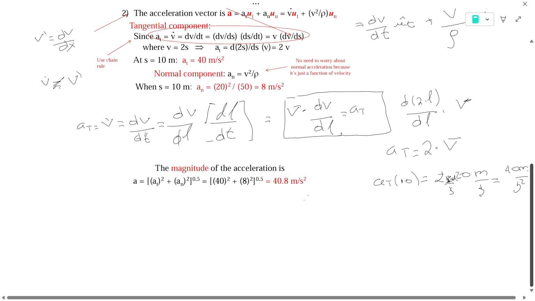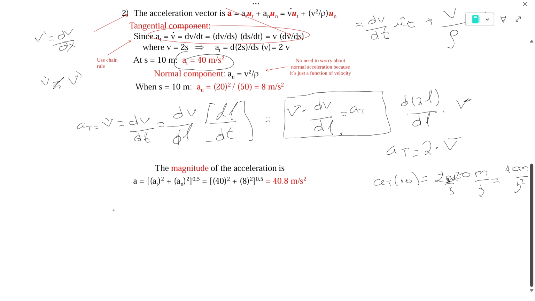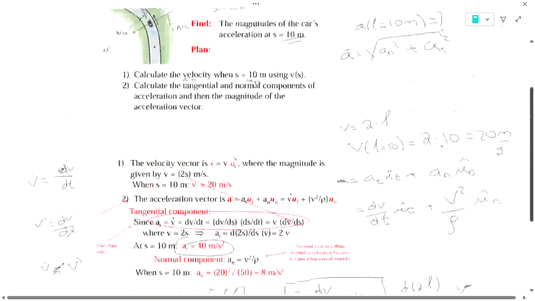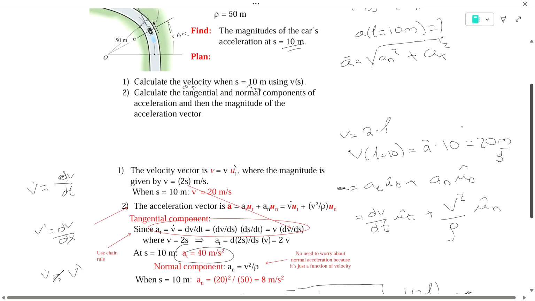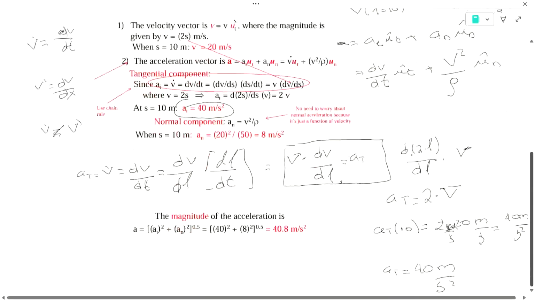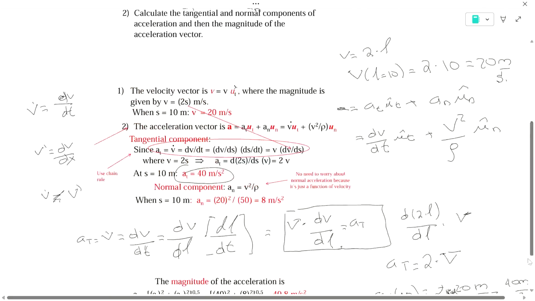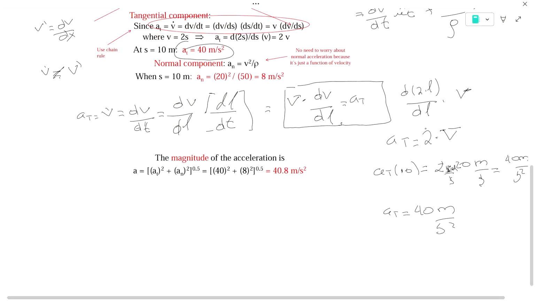second squared. So our tangential acceleration is 40 meters per second squared, which again is 2 times v, but this velocity v was found up here. That was 20 meters per second. 2 times 20 is 40. So we have the tangential acceleration.